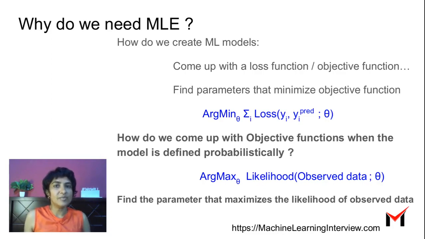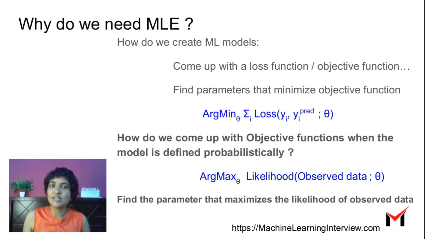Now, how do we come up with the objective function when the model is defined in a probabilistic fashion? Like, let's say logistic regression or the naive Bayes classifier. So for probabilistic models, we come up with an objective function by looking at the likelihood of the observed data given the parameters and find that parameter which maximizes the likelihood of what we have already seen.